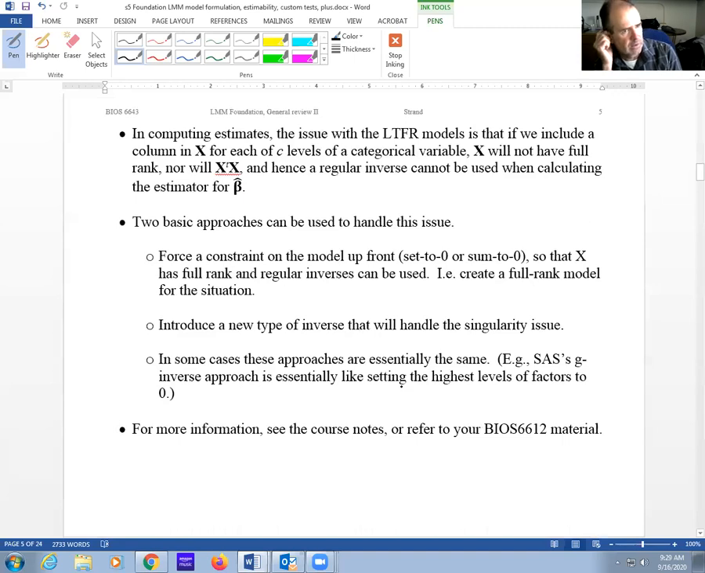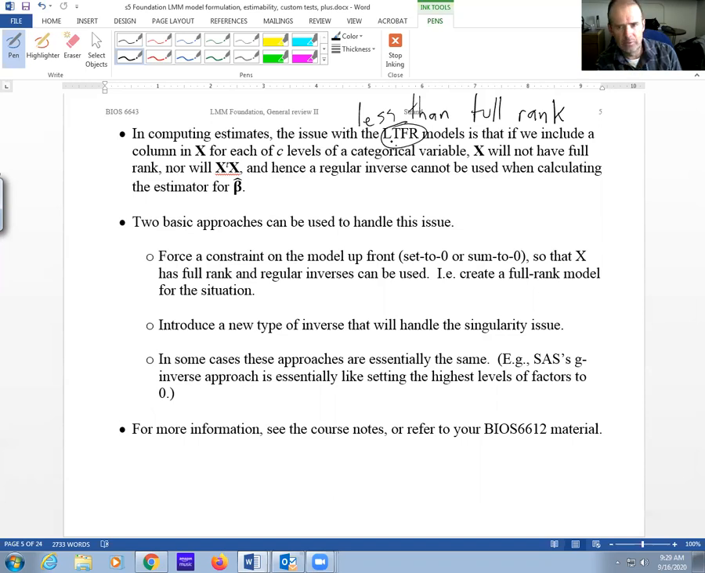So in computing estimates, the issue with less than full rank models, that's what LTFR stands for, less than full rank, is that if we include a column in X for each of the C levels of a categorical variable, X will not have full rank, nor will X transpose X, and hence a regular inverse cannot be used when calculating the estimator for beta hat.